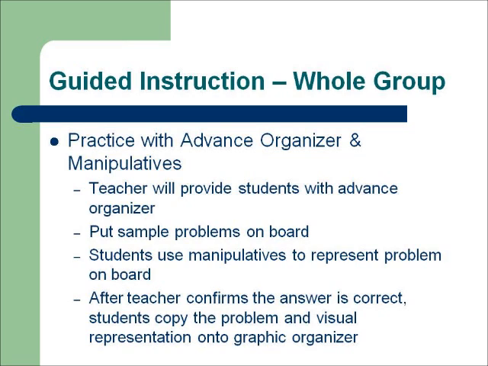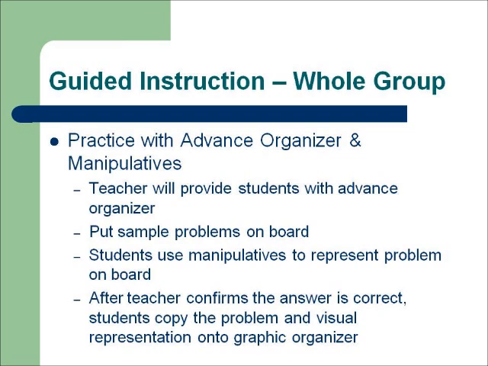A second whole group guided instruction activity would consist of the teacher providing students with counting manipulatives and a graphic organizer. The graphic organizer would have a place for students to take notes on the left side of the page and draw a visual representation of the problem on the right side of the page. The teacher would provide example problems on the board, such as 3 times 4 equals. The students would use their manipulatives to physically represent 3 equal groups of 4.